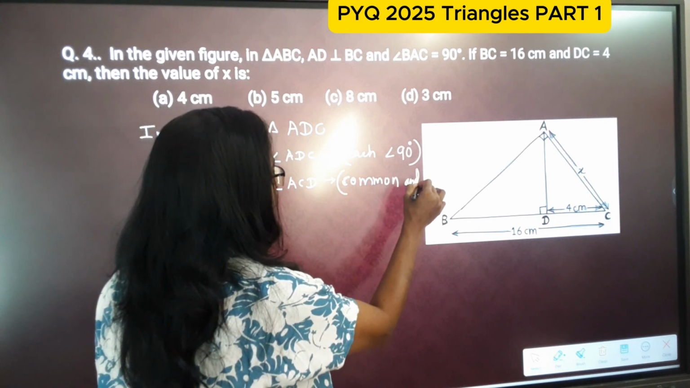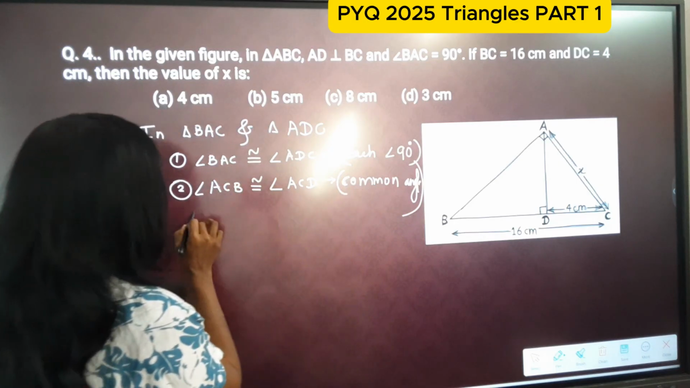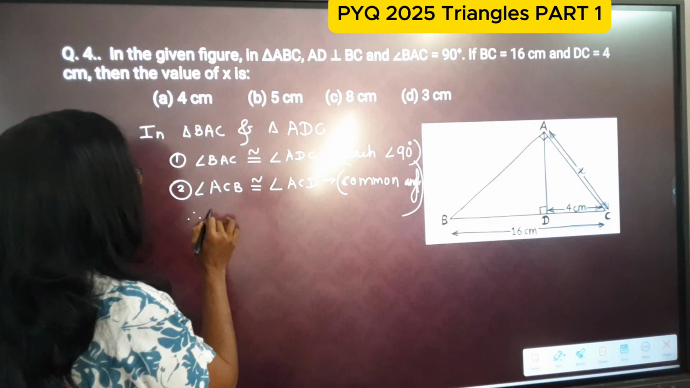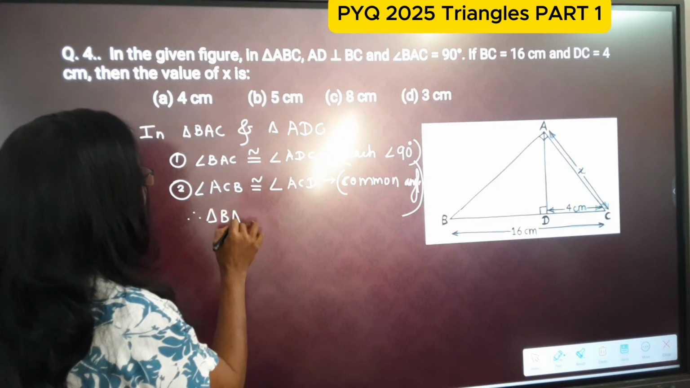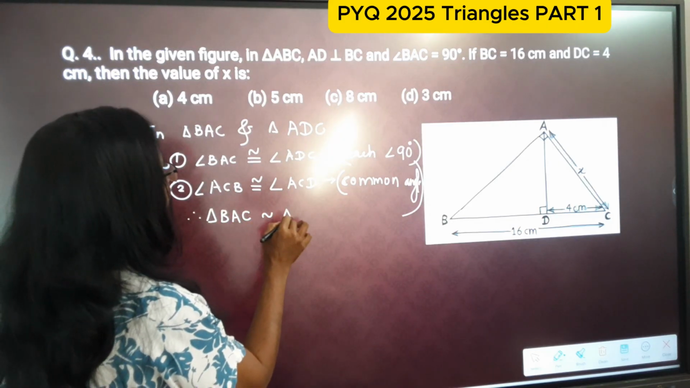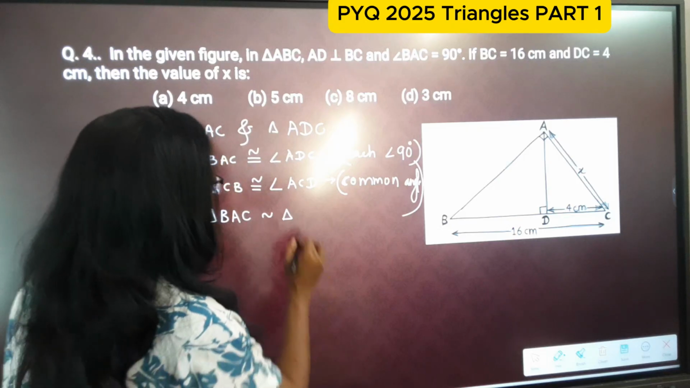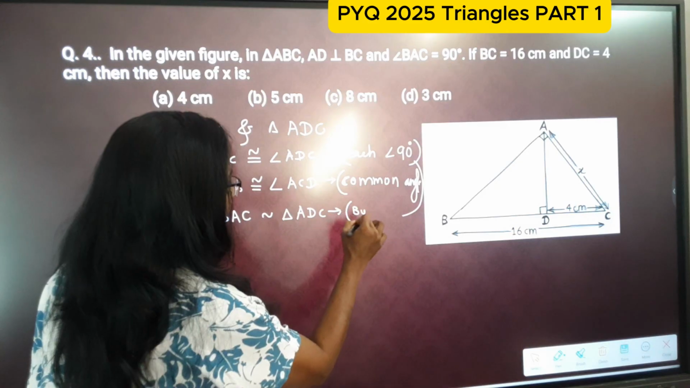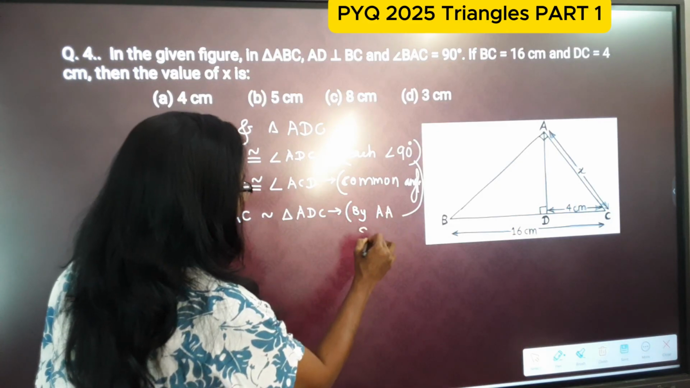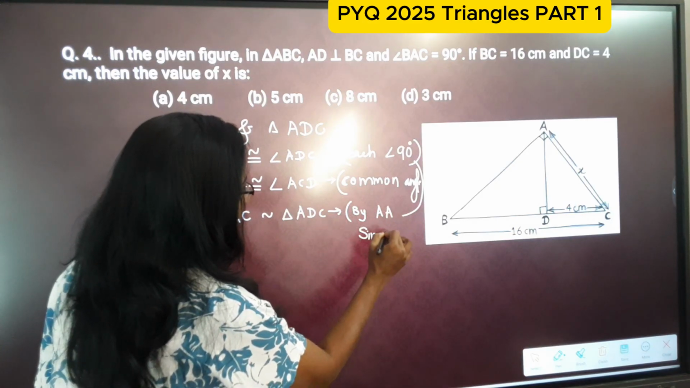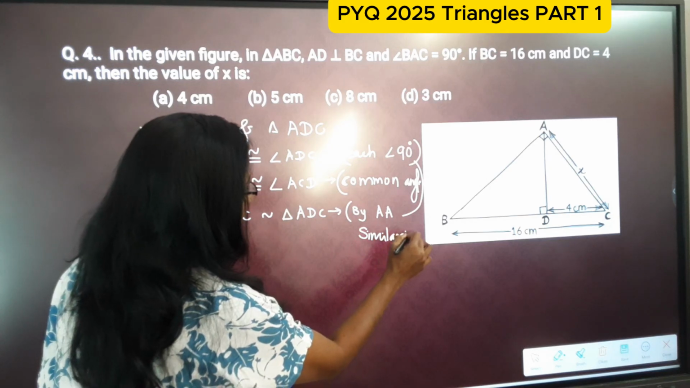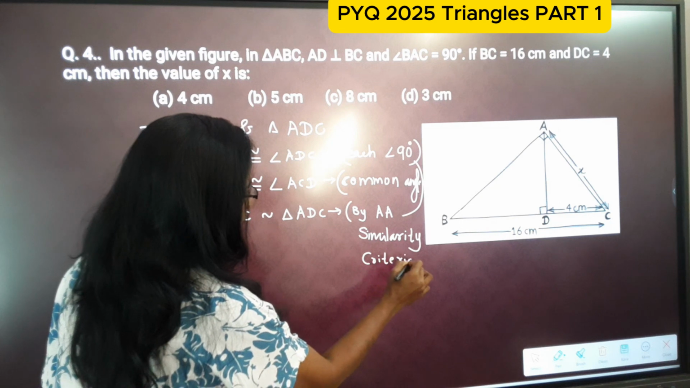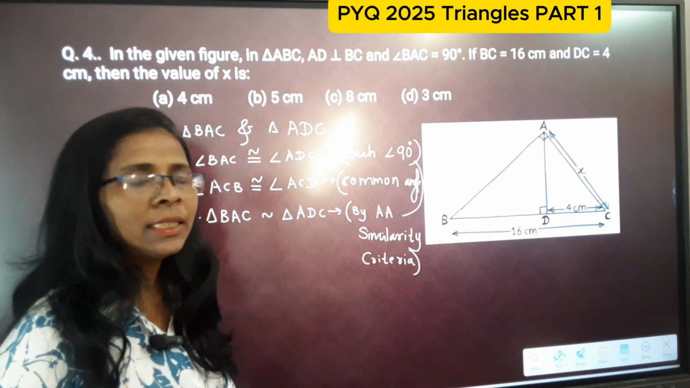Common angle. Okay. Now here we have the two angles that are congruent. So we say that triangle BAC is similar to triangle ADC, and the reason is by AA similarity criteria.